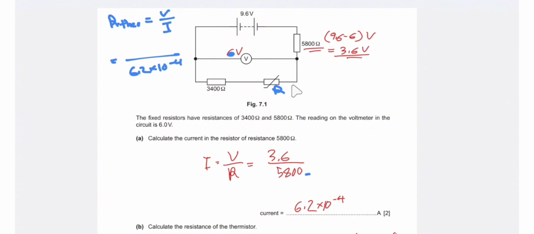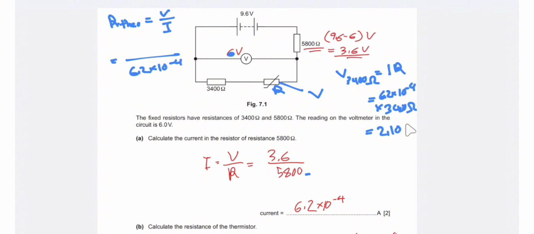But what is the voltage across the thermistor? We know the value of total voltage. And what is the voltage across the 3400 ohm resistor? Voltage is equal to current into resistance. We know the value of current, that is 6.2 times 10 to the power minus 4. And the resistance is 3400 ohm. So the voltage across the 3400 ohm resistor is 3400 times 6.2 times 10 to the power minus 4. The value of voltage that we get is 2.108, or approximately 2.1 volt.